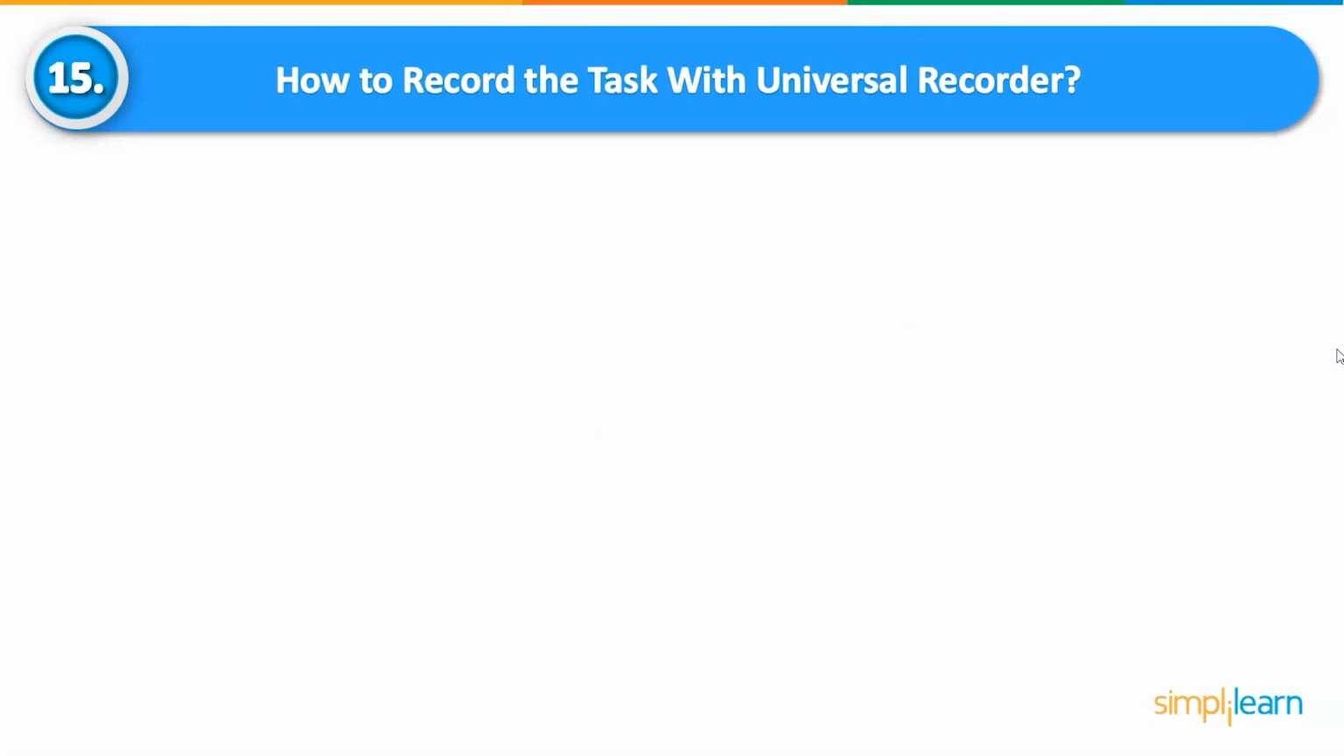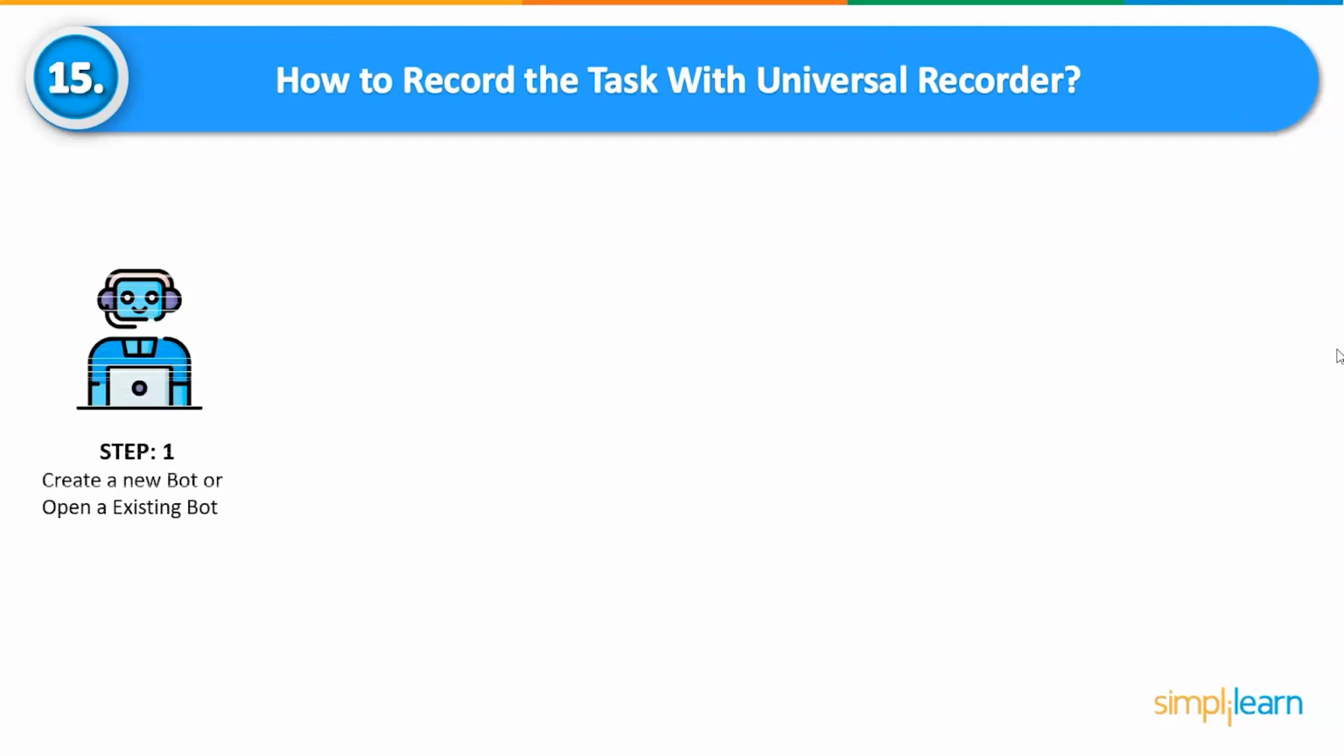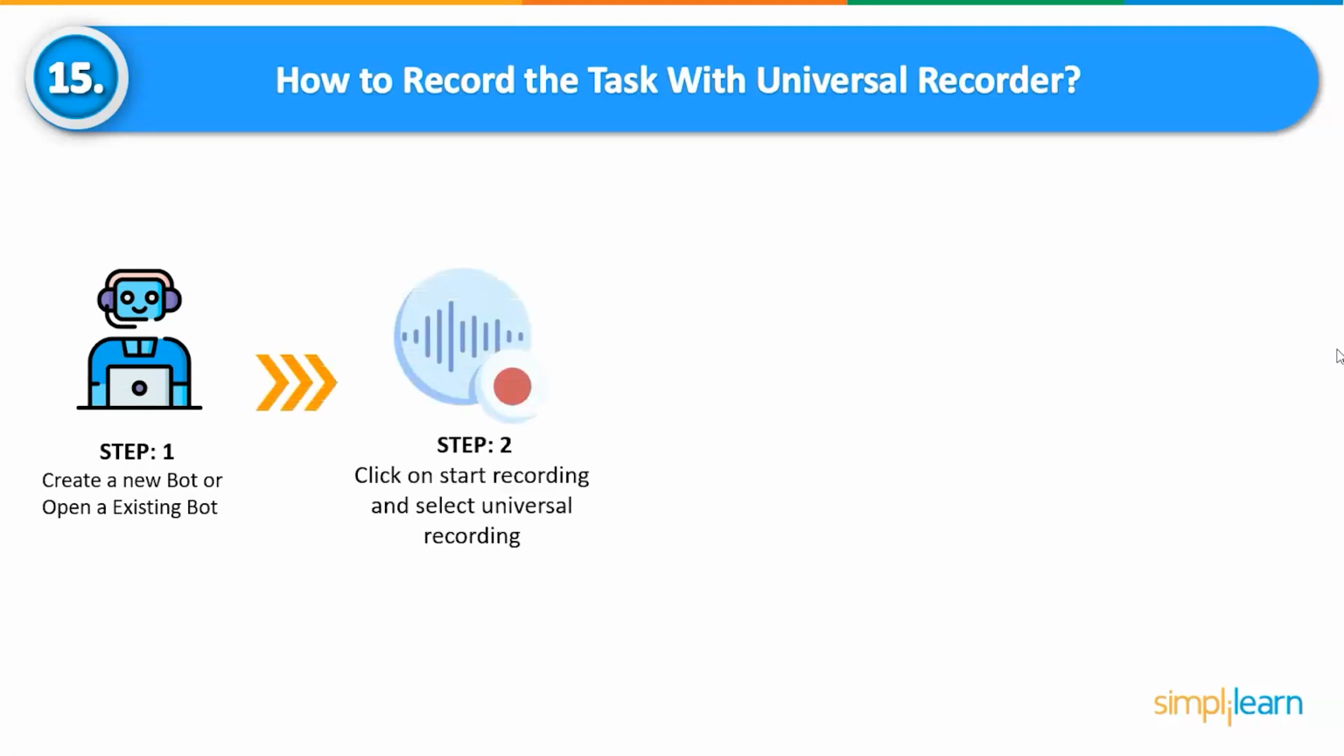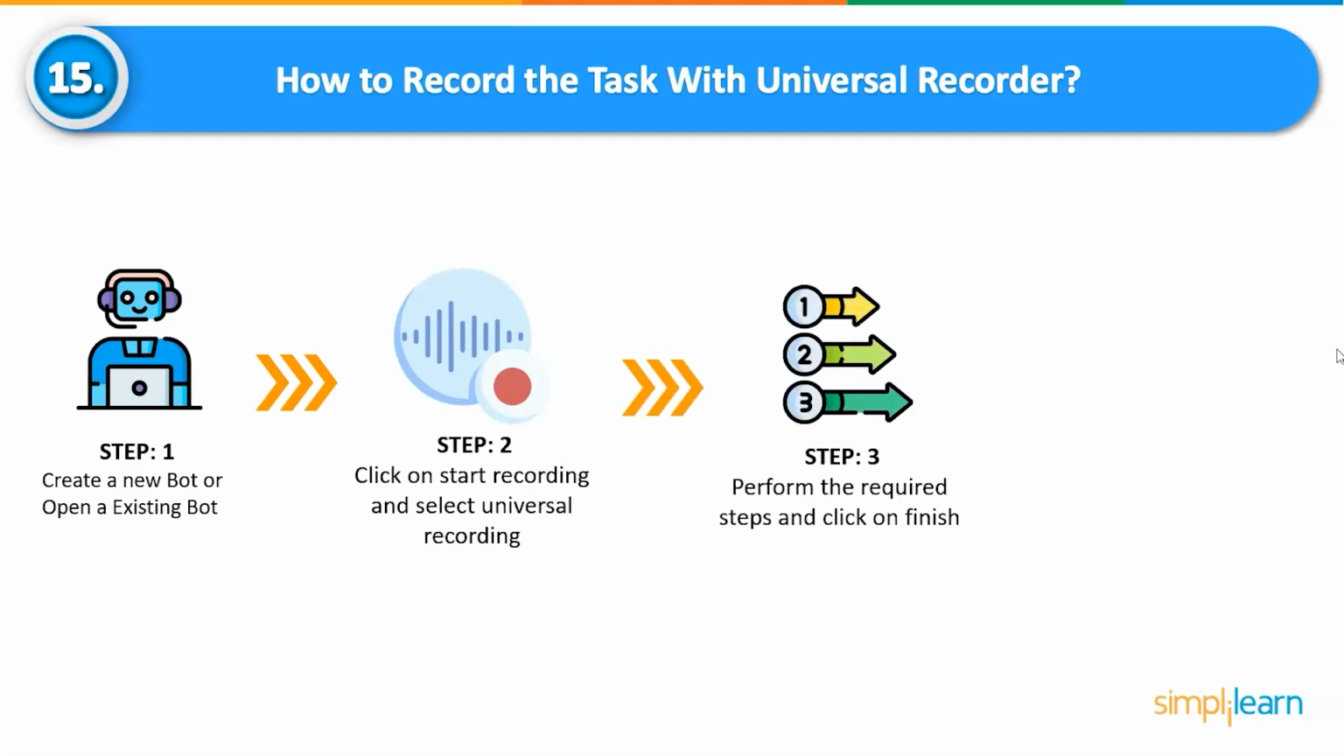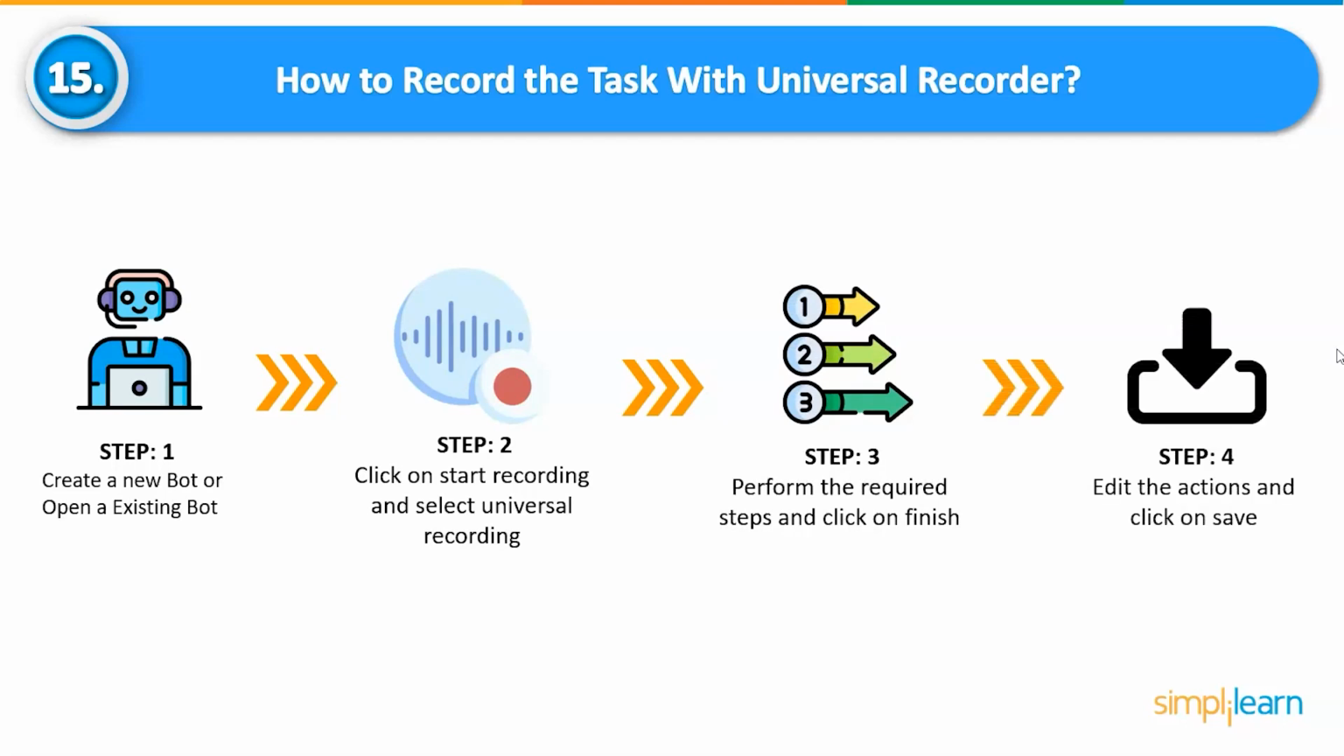How to record a task with Universal Recorder. Step 1: create a new bot or open an existing bot. Step 2: click on Start Recording and select Universal Recording. Step 3: perform the required steps and click on Finish. Step 4: edit the actions and click on Save.